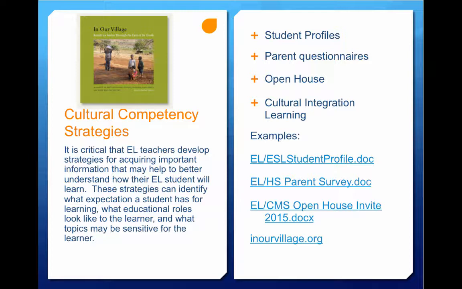Also, you can use parent questionnaires. Those are great because sometimes if you can't have students communicate, you can have parents communicate some of the students' needs and some of the concerns for the learning and the schooling. Open houses are great because it allows for open dialogue. It's also a great time to bring in one translator and maybe discuss and talk to several different families or students at a time. Cultural integration learning is very important.